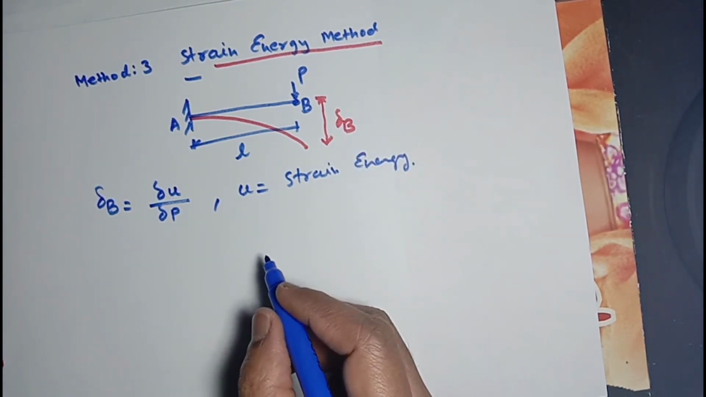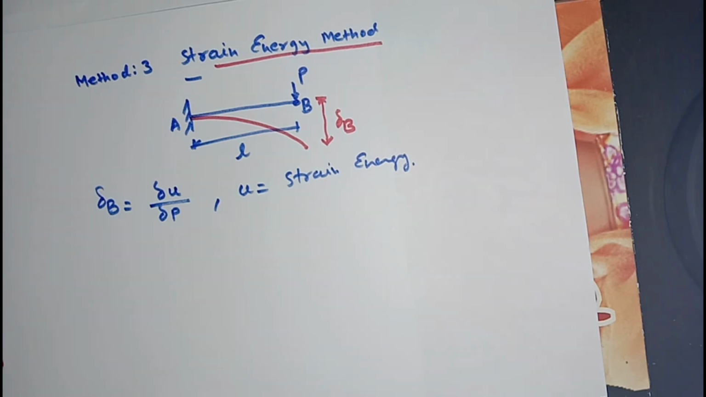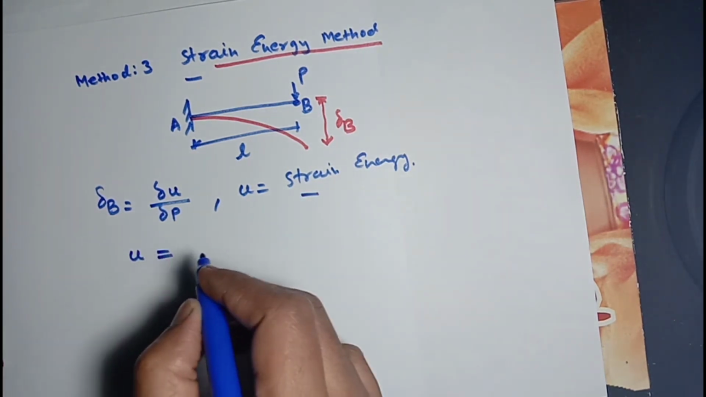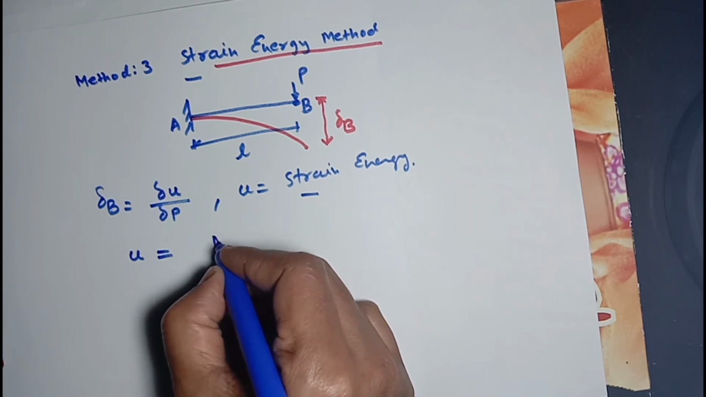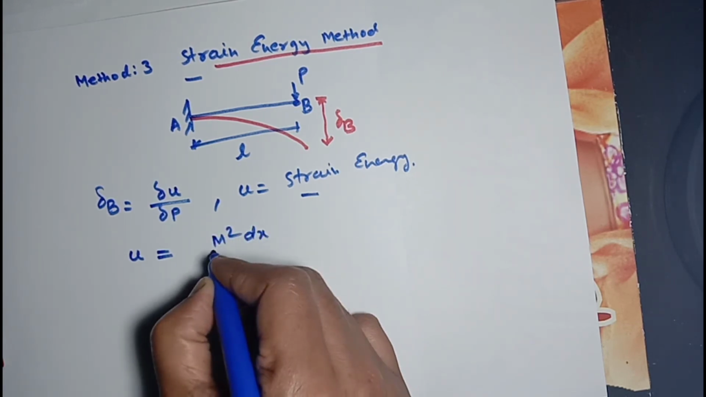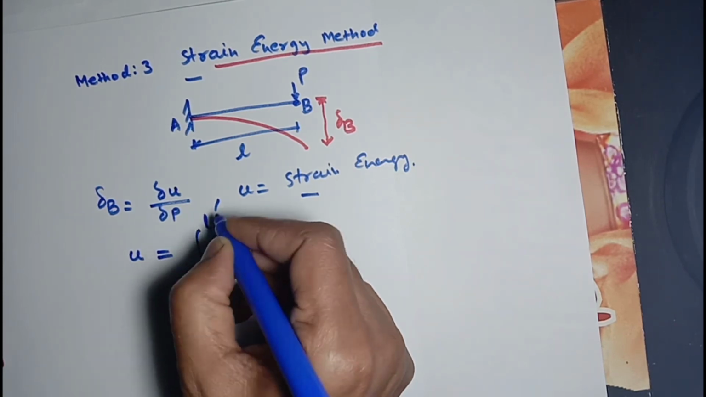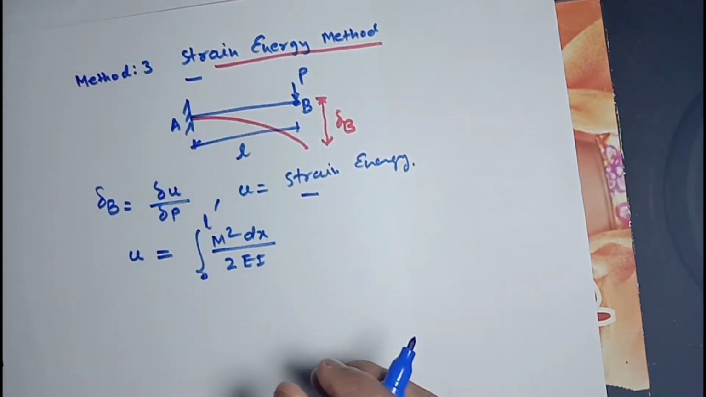Whenever a beam is subjected to a point load or a UDL or triangular load or any kind of loading, it undergoes deformations. There is some deflection. Due to this, some energy is stored in the beam, called the strain energy, and this strain energy has the expression M square dx divided by twice EI, integral from 0 to L, because the length is 0 to L.